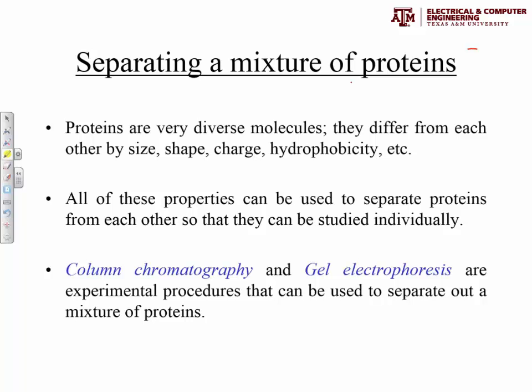All right, any questions so far? So we now continue with separating a mixture of proteins. See, proteins are very diverse molecules. They differ from each other by size, shape, charge, hydrophobicity, etc. And you can use all of these properties to separate proteins from each other so that they can be studied individually. And the two techniques that are commonly used, one of them is called column chromatography, and the other one is called gel electrophoresis. These are experimental procedures that can be used to separate out a mixture of proteins. And let's look at them one by one.